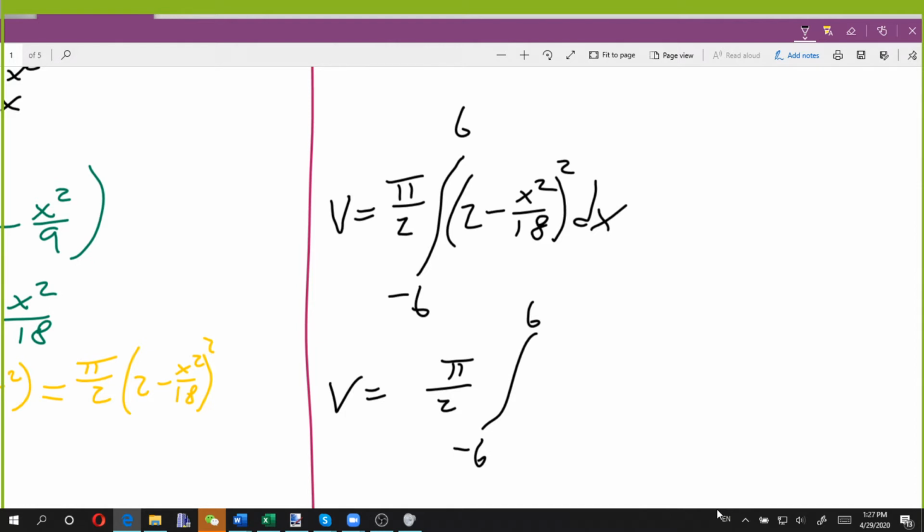We need x to the fourth power over... I actually don't know 18 squared off the top of my head either, but we can leave this as 18 squared for now, I think. 324. Okay. Minus 2x squared over 9 and plus 4.